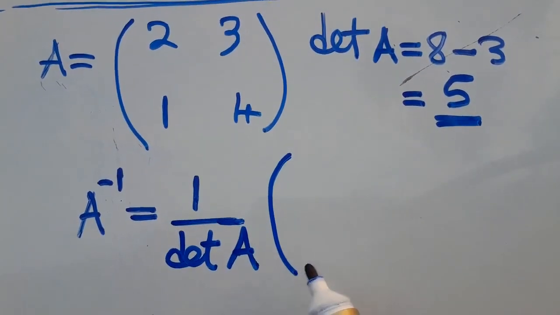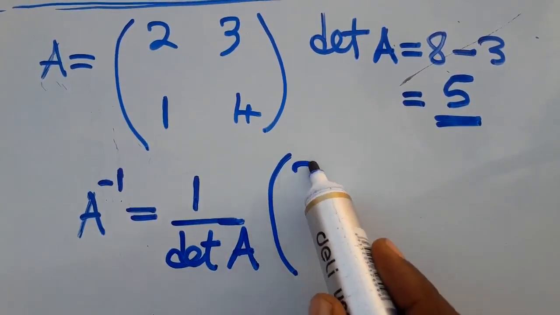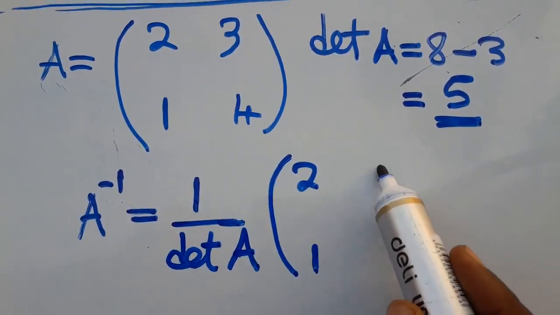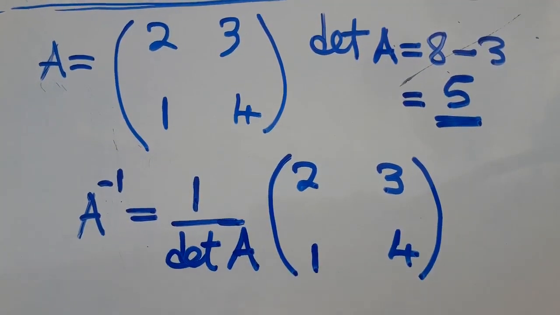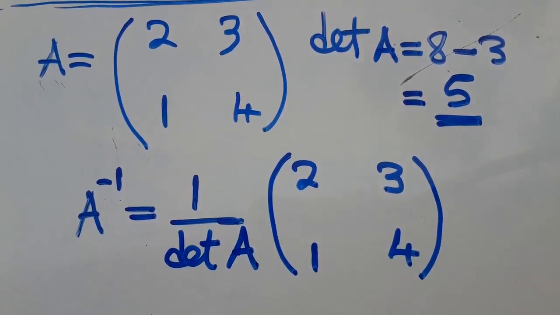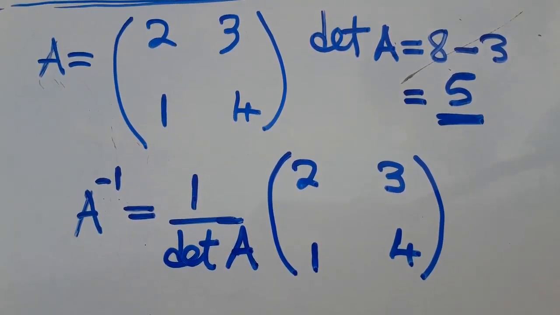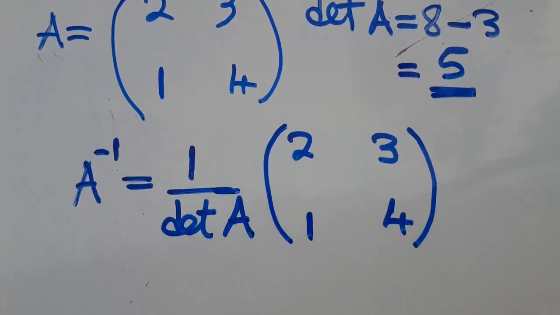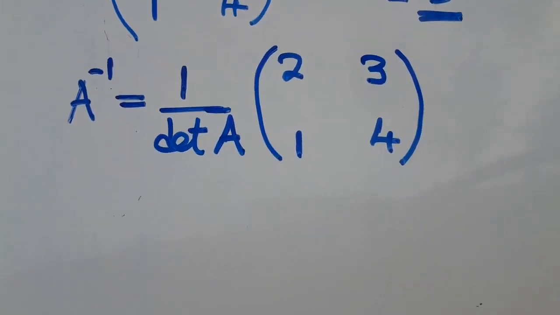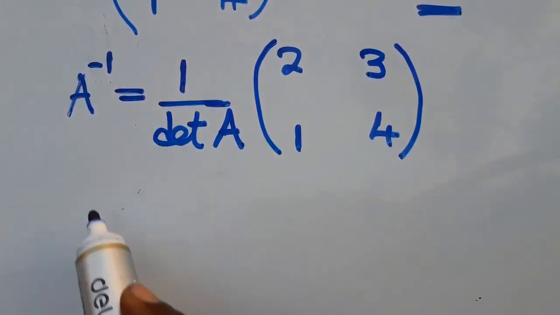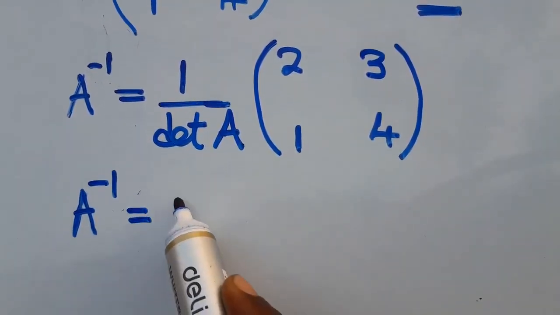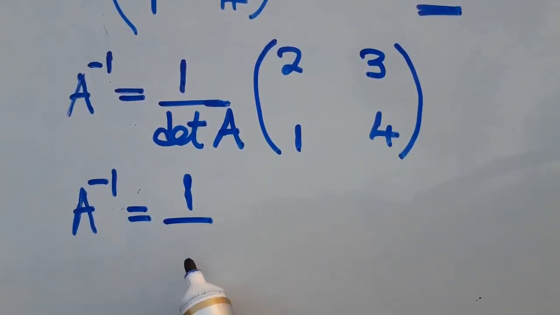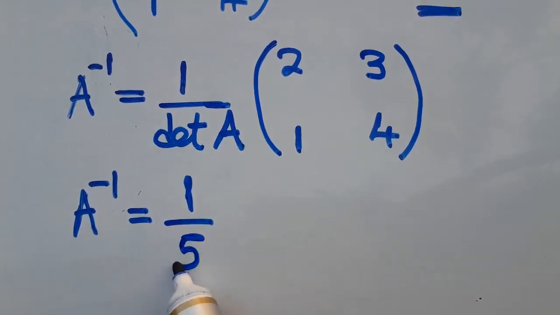Then you do this. The matrix which is given is 2, 1, 3, and 4, like this. This is the formula that you need to use. Then you start substituting. So how do you substitute from here? A inverse is equal to 1 over, what's the determinant? The determinant is 5. Then you just do this.